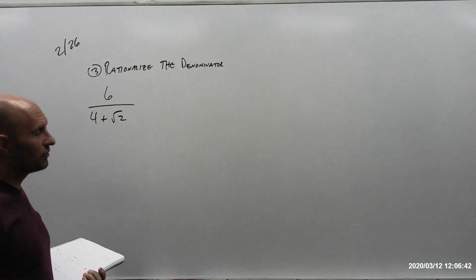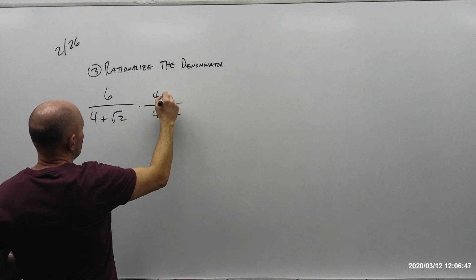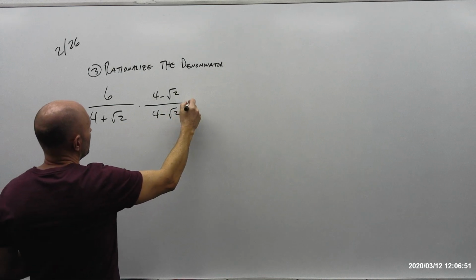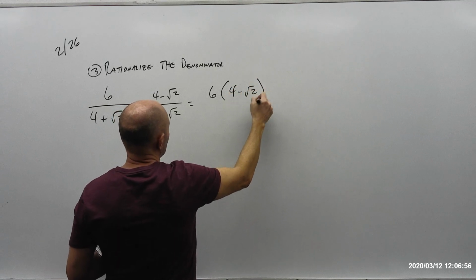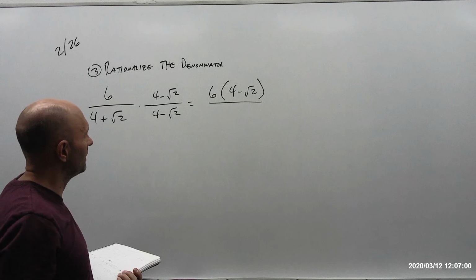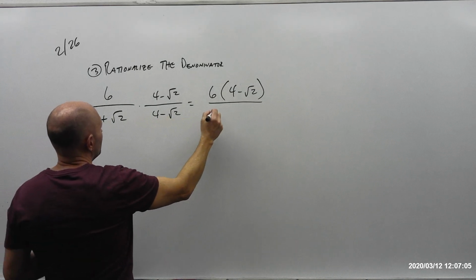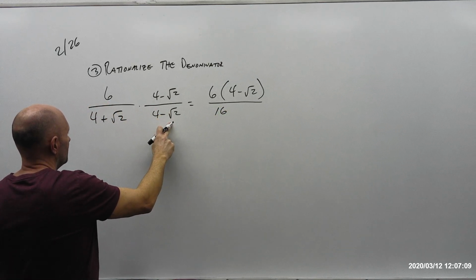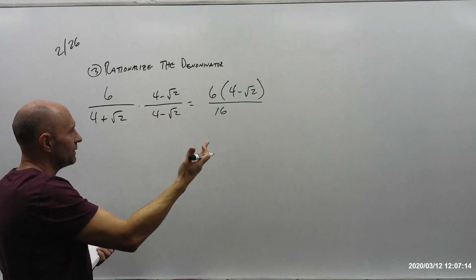So the conjugate is what? The conjugate is 4 minus square root of 2. It's the same pieces we have here, just change the sign. When I do this on the top, I have 6 times 4 minus root 2. I'm not going to distribute it, just leave it until the end in case something cancels out. And then when we FOIL this, 4 times 4 is 16. 4 times negative root 2 is negative 4 root 2, which cancels out with the positive 4 root 2. That's why we do this.